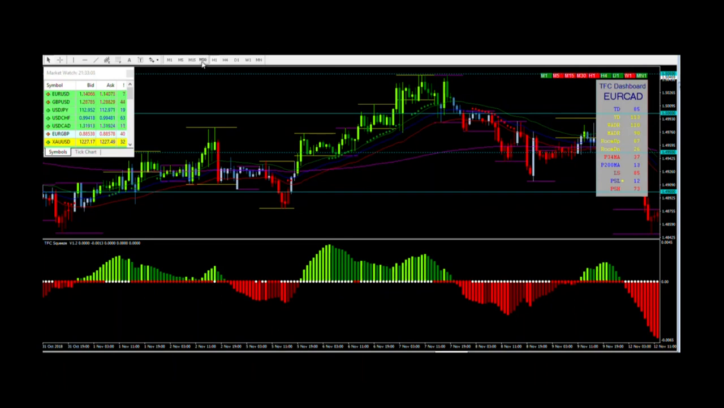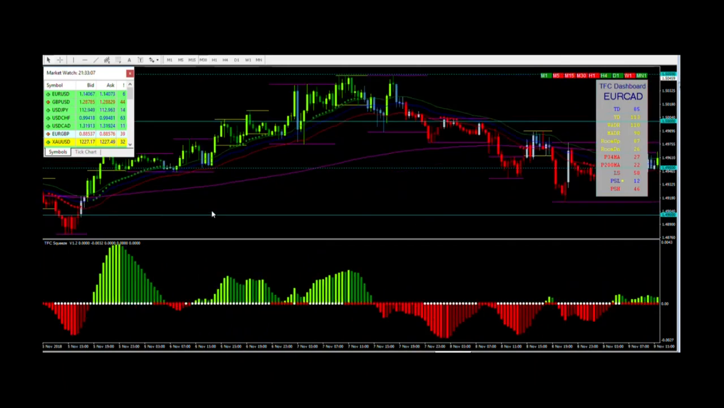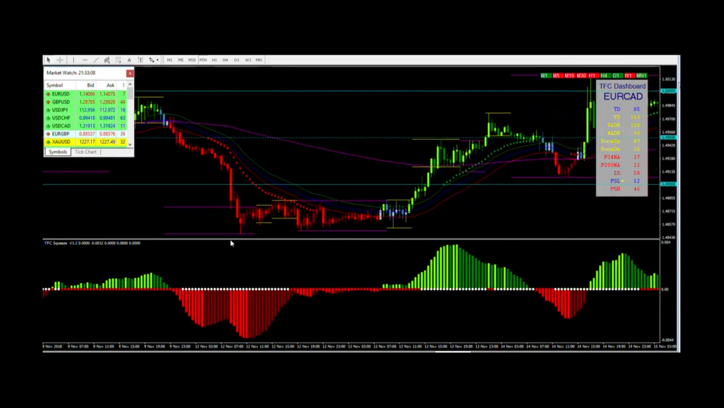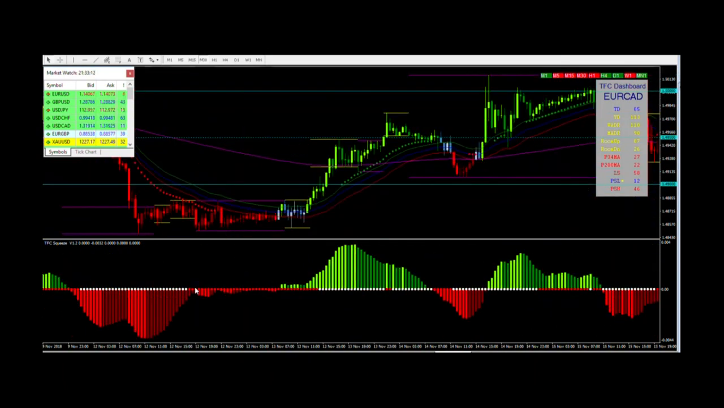I'm just going to put this onto a 30-minute. Another one here. Look at this. That's a massive squeeze telling us, get ready, this is ready to pop. What we need to do is work out which way it is going to go.